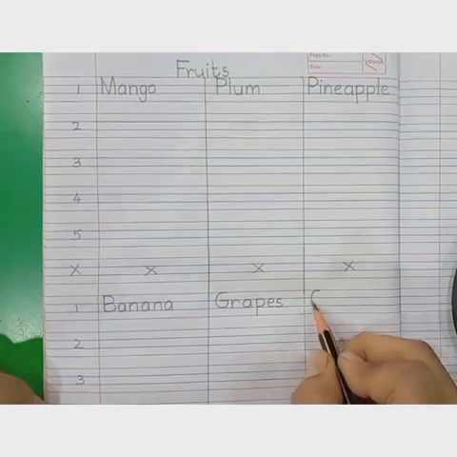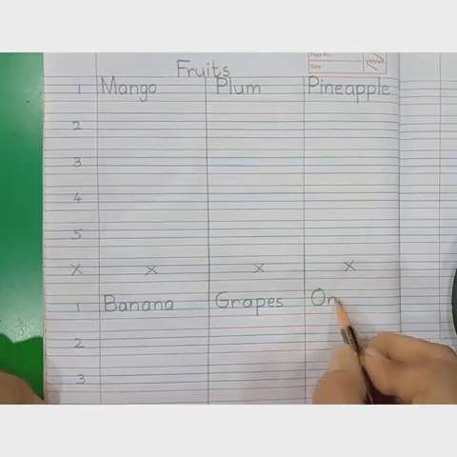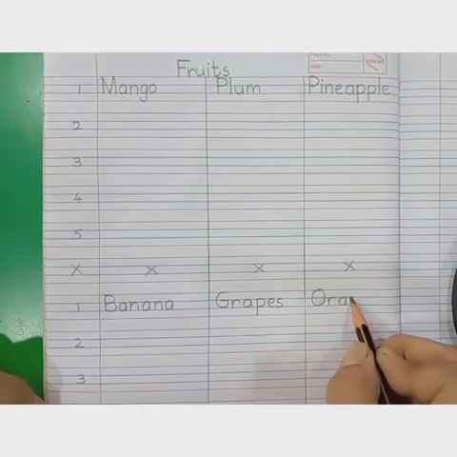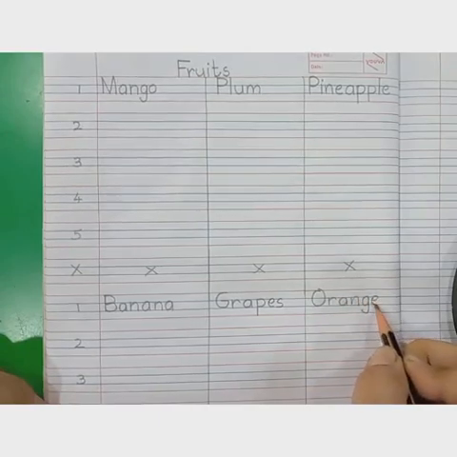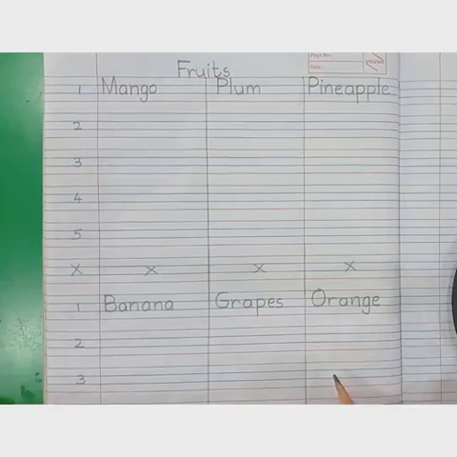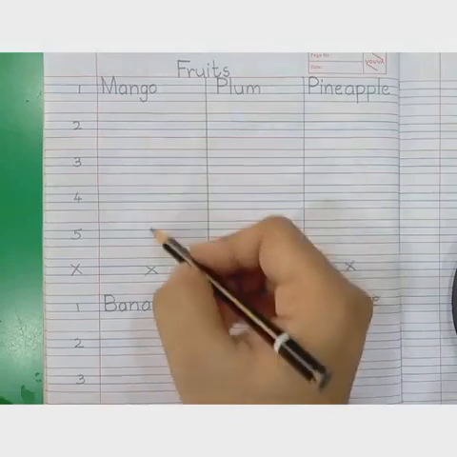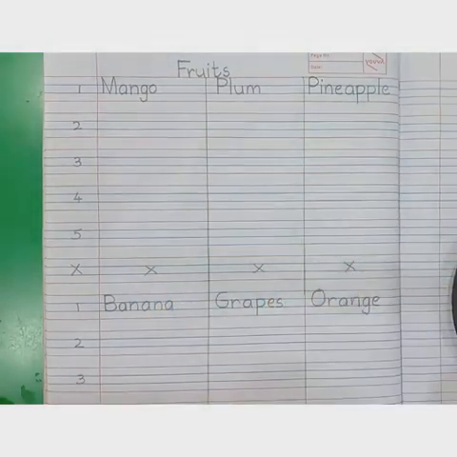So capital O R A N G E, orange. So this way you will write spellings of fruits, and same way you will write in these lines given below.